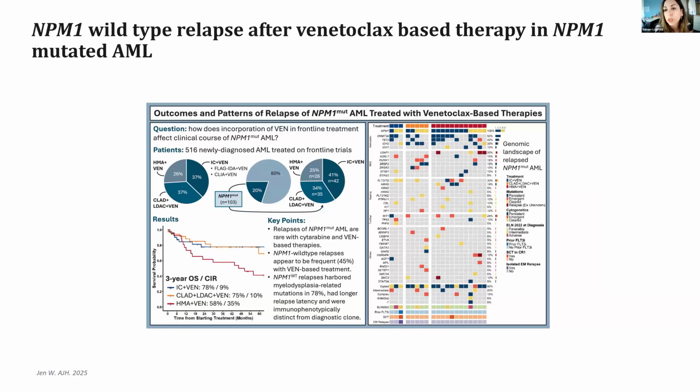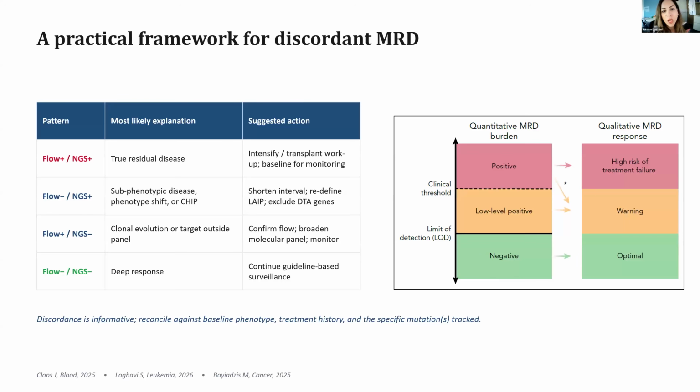Similarly, NPM1, we used to think of NPM1 as being a very stable mutation with cytarabine-based regimens. But this is another study by our group out in AJH last year, where we looked at NPM1 mutated patients in the setting of ven-based therapies, and about 45% of patients actually relapse with NPM1 wild-type disease that we think may be completely new AMLs, right? They have different phenotypes, but again, we were able to pick these up by flow before we were able to pick them up molecularly.